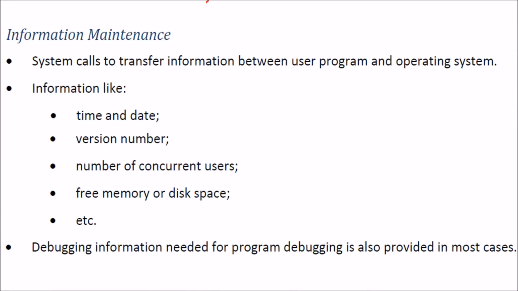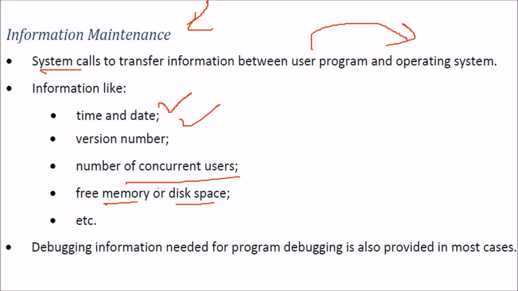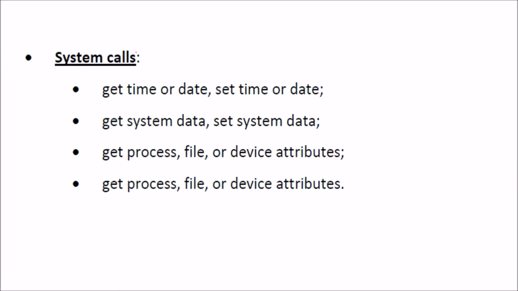Then we have information maintenance. There are many forms of information, like the system calls to transfer information between the user program and the operating system. We have information like time and date, version number, the number of concurrent users, the free memory or disk space, right? Debugging information is also required to debug the program. The system calls for this are getting the time or date, setting the time or date, getting the system data, setting the system data, then getting the process, file and device attributes.